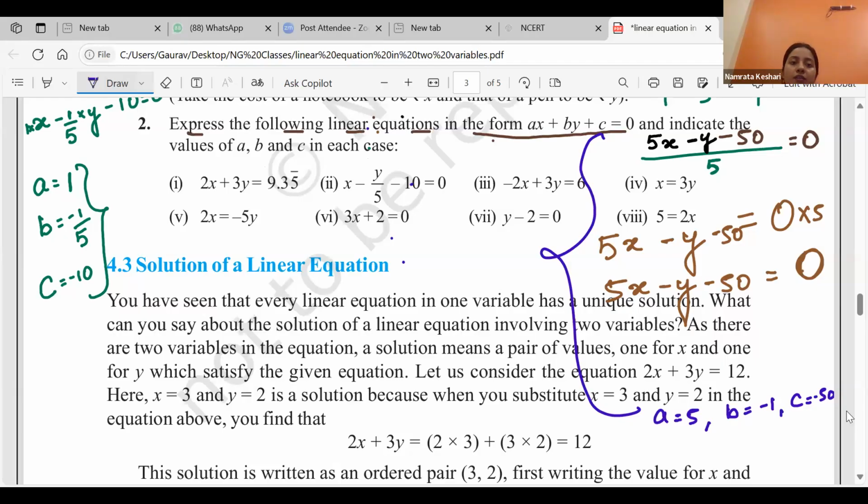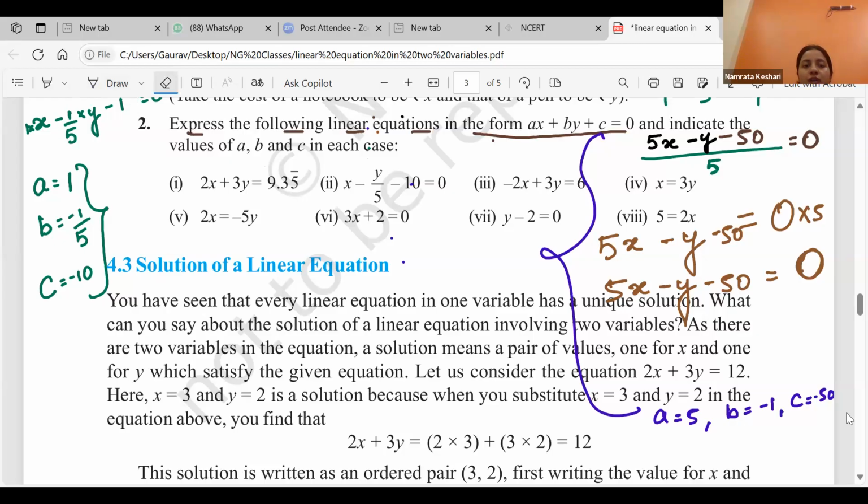Okay, so we are done with the first one. See, the second one, we have just done the simplification. This type of simplification. Vaiga, is it clear? Yes, ma'am, it's clear. Okay, let's do the next one.